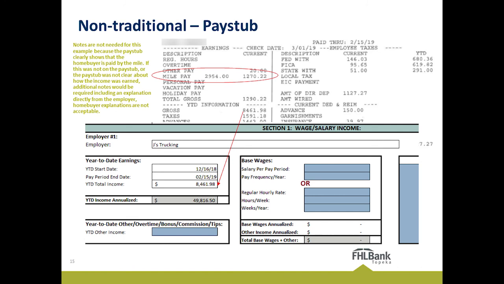on that document. Additional information is not needed for this example because the pay stub clearly shows that the homebuyer is paid by the mile. If this was not on the pay stub or the pay stub was not clear about how the income was earned, additional notes would be required, including an explanation directly from the employer. Remember, homebuyer explanations are not acceptable.